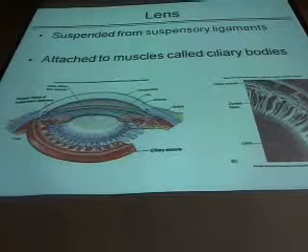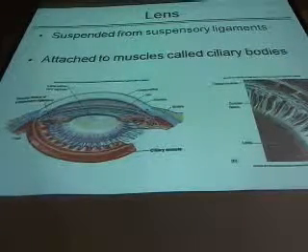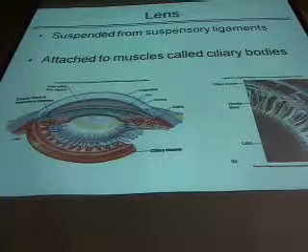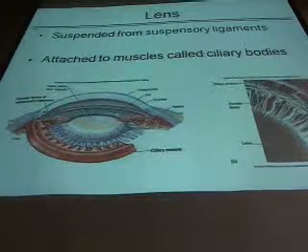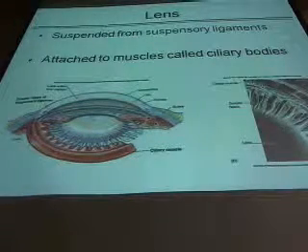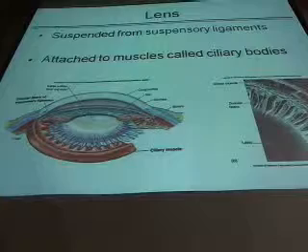The lens, it's suspended. It's hanging there. It's got the suspensory ligaments. It's attached to muscles called ciliary bodies. As they relax or contract, it changes the shape of the lens. It allows you to focus.